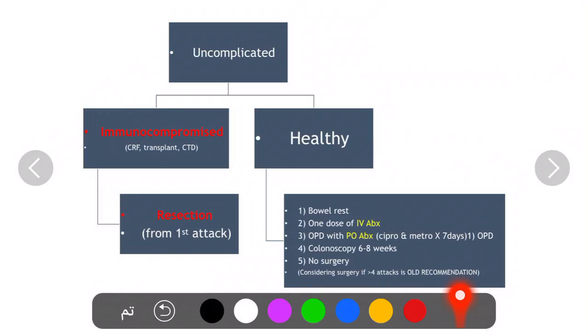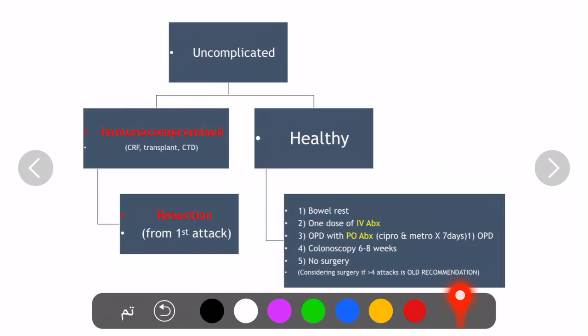And for those healthy patients, for the first attack, or even the second attack, or third, you can do bowel rest, one dose of IV antibiotics, then discharge with PO antibiotics, usually Cipro and Metro for 7 days.